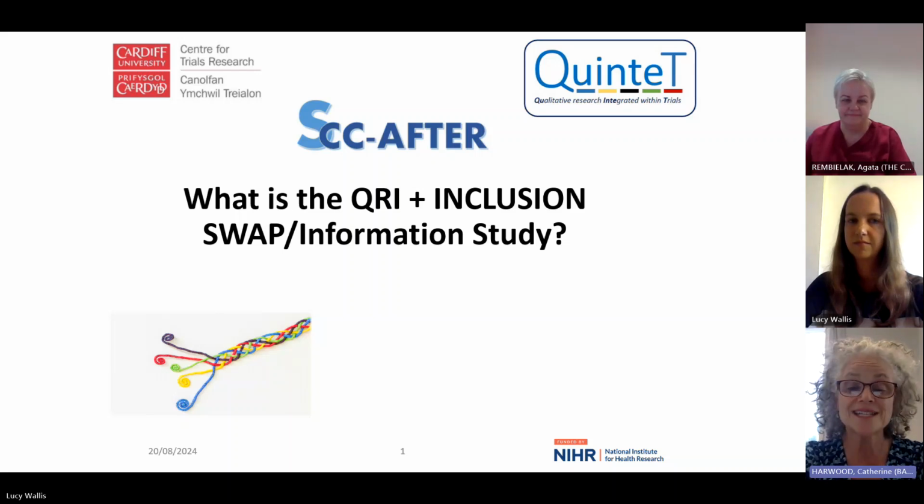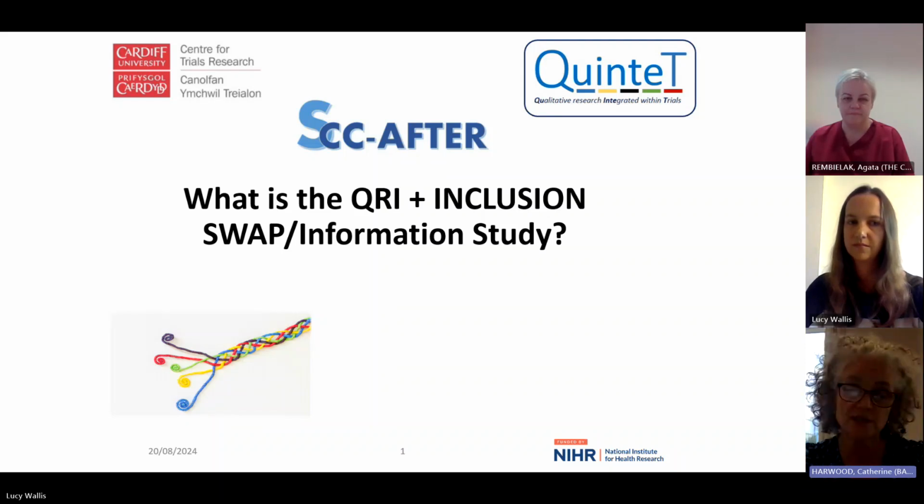The information study isn't a sub-study, it's fully integrated within SCC After. Much of the information study data collection will not be obvious to site teams involved in SCC After. It spans everything from how eligibility criteria are applied, monitoring who is screened and recruited, right through to how SCC After is presented to eligible patients.